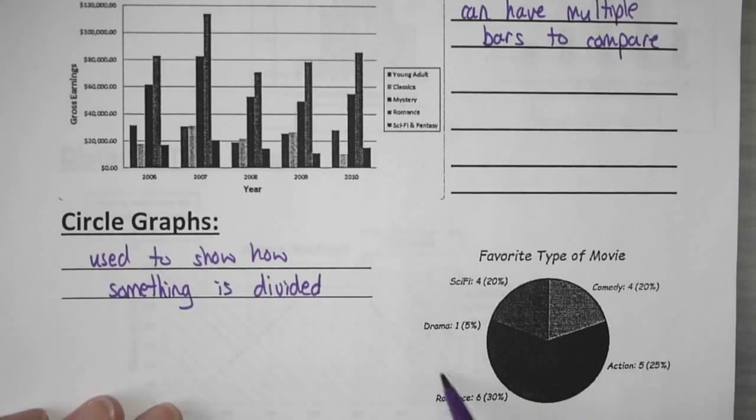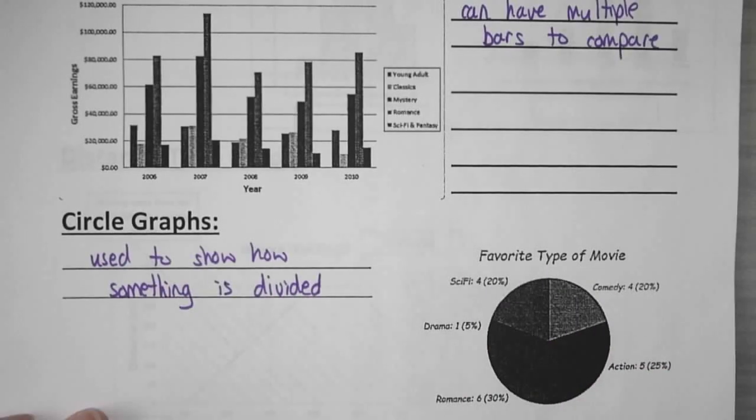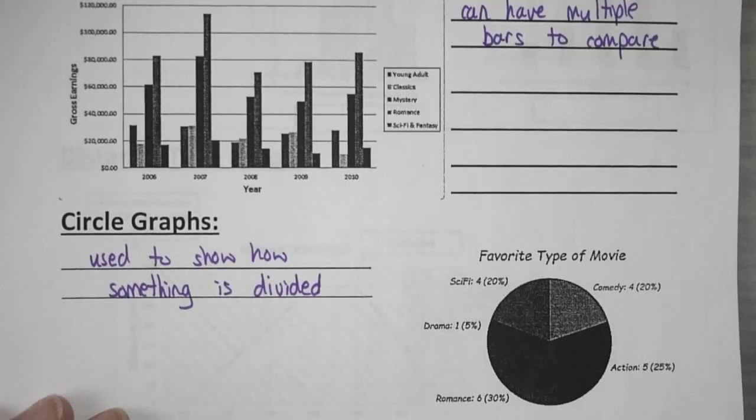So if you ask a group of people, you can see how the group is divided. You can also do something like a budget. So if I have a budget, you can see how each part of the budget is allocated. So it's how something is divided. So circle graphs are good when we're dividing things.